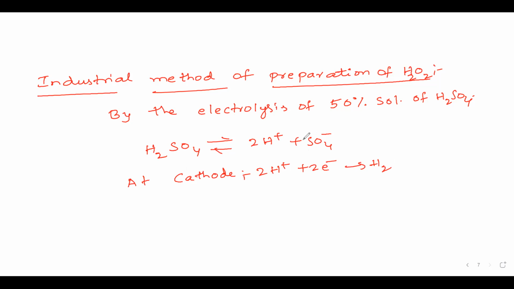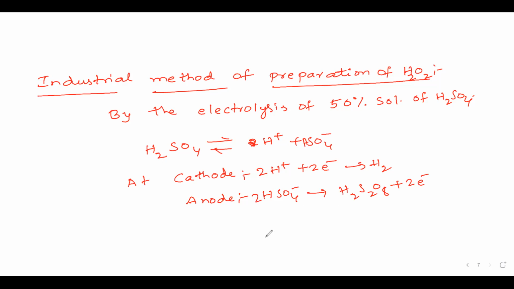At the anode, bisulfate ion is forming, so H plus ion and bisulfate ion. At the anode, 2 moles of bisulfate ion change to H2S2O8 by losing 2 electrons. That is oxidation taking place.